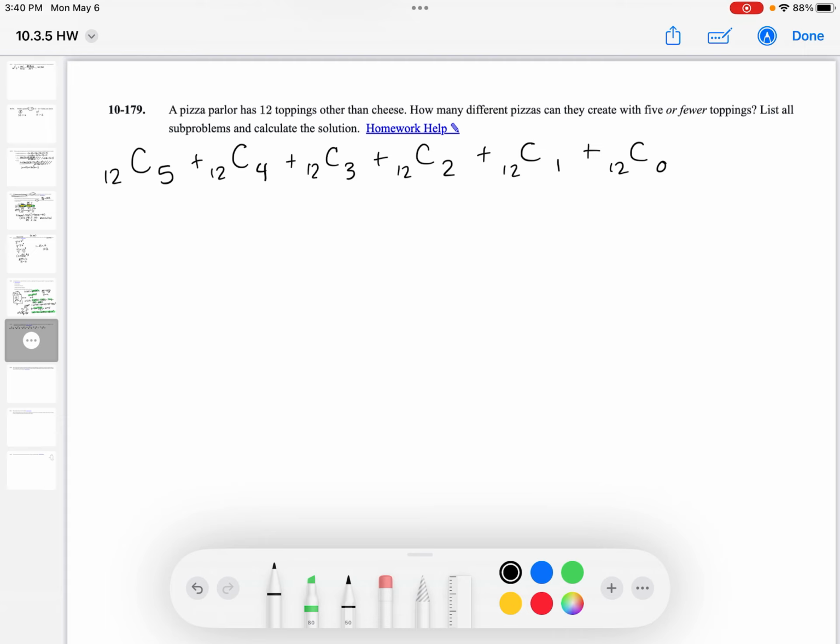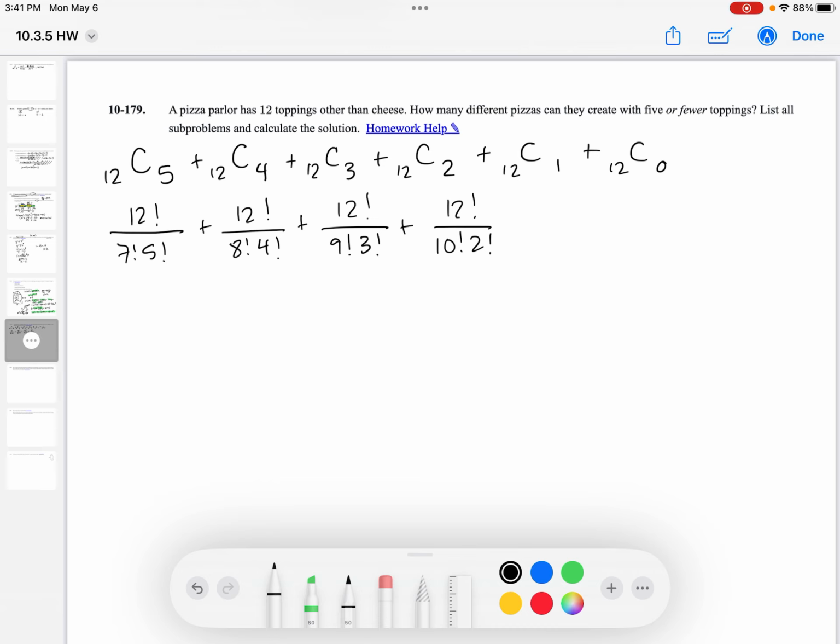So let's think about our formula. This is 12 factorial over 7 factorial, 5 factorial. This is 12 factorial over 8 factorial, 4 factorial, right? 12 minus 4, and 4. Here, 12 factorial over 12 minus 3 is 9, and 3 factorial. 12 factorial over 12 minus 2, 10 factorial, 2 factorial. 12 factorial over 11 factorial, 1 factorial. Plus 12 factorial over 12 factorial, 0 factorial.